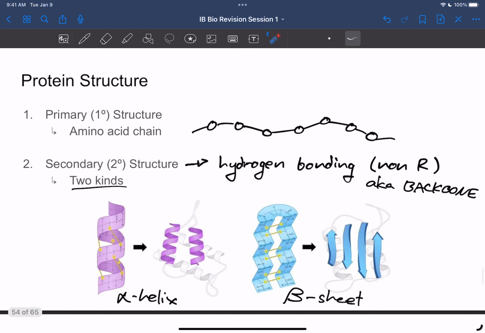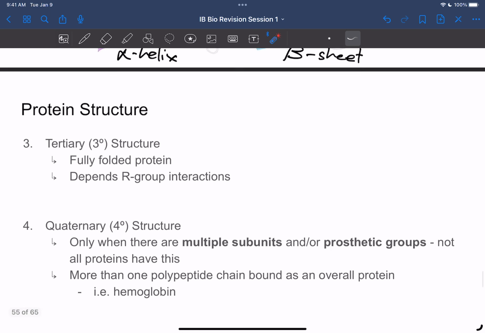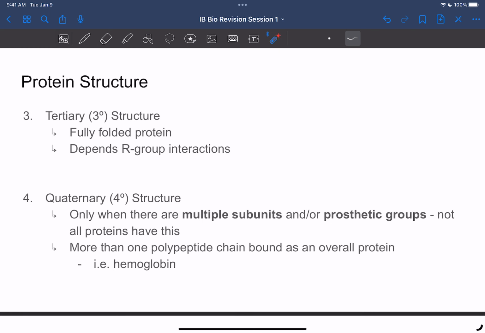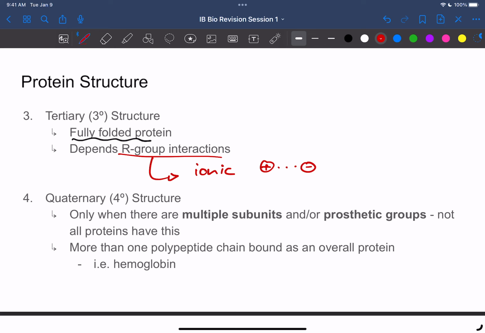These are really important because they are the foundation of our next structure, which is tertiary structure. So this is the fully folded protein, and the type of folding in tertiary structure depends on R group interactions. So these can take different forms. They could be ionic, where a positive charge interacts with a negative charge. These could be polar, where a delta positive interacts with a delta negative, or partial positive and partial negative.